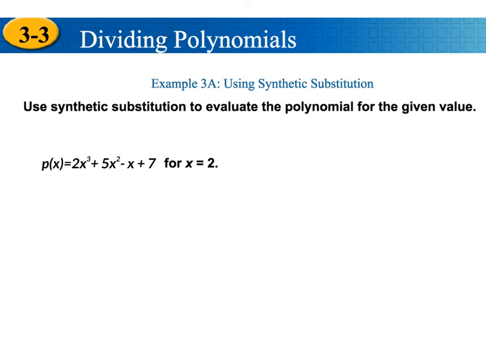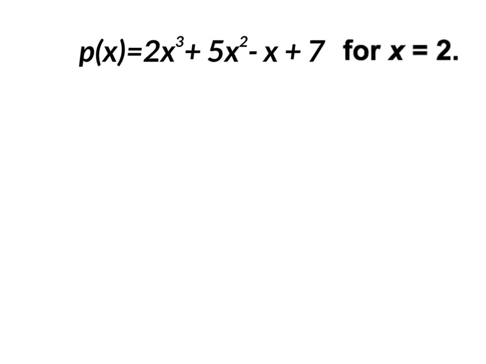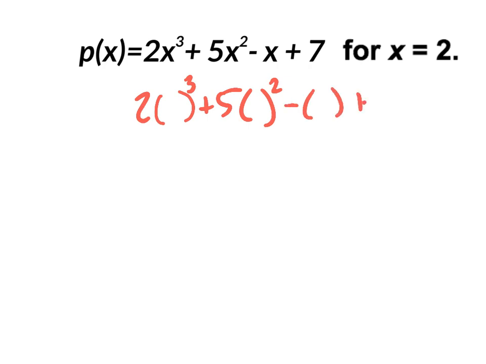Check it out. This is called synthetic substitution as well as synthetic division. Why? Because you could actually use this synthetic method to substitute. Now, what if I told you, go ahead and substitute 2 for x? Well, you would have to do 2x to the third plus 5x squared, minus x plus 7. And you'd have to plug in the 2 right in there.